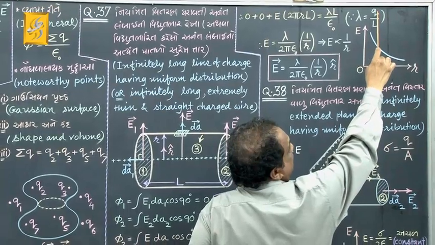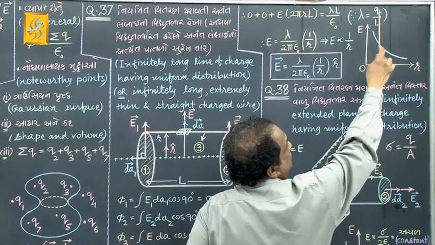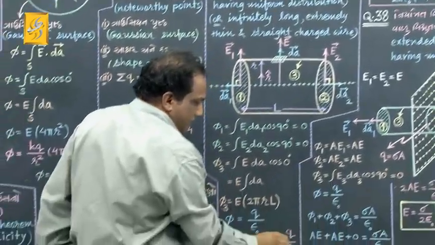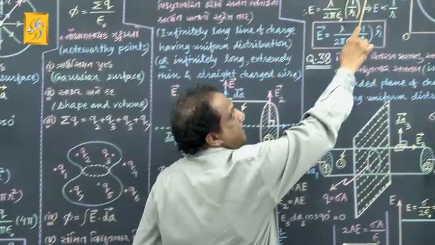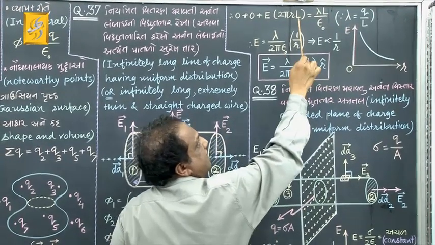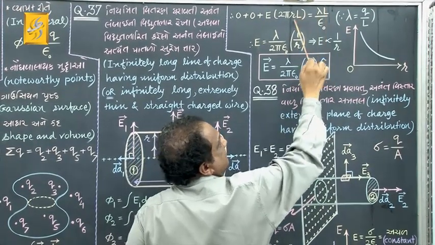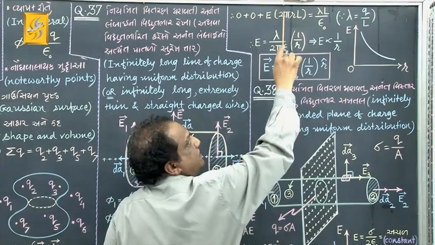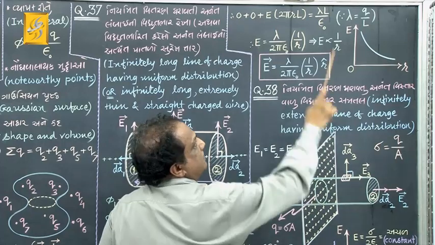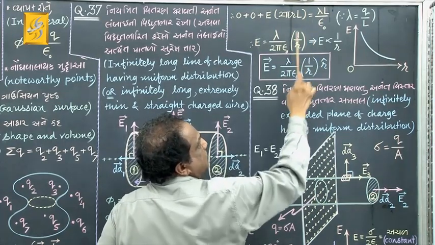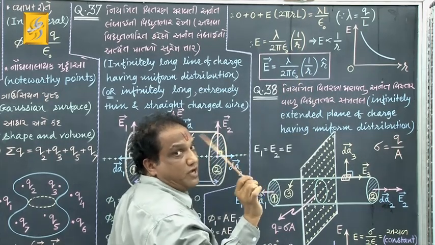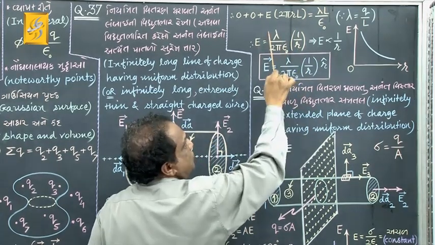Come on, find out Q from here. Q equals lambda into L. So replace this Q by lambda into L upon epsilon 0. Now on both sides, L and L will cancel. Now find out E. Take this 2 pi R to the right hand side in the denominator. So now it is lambda upon 2 pi epsilon 0 into 1 upon R.